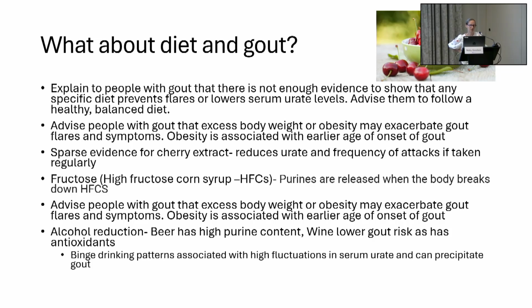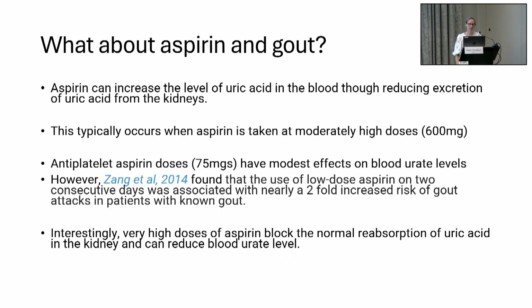And then alcohol reduction. So we advise patients to reduce their alcohol intake. Beer particularly has a high purine content, and patterns of alcohol drinking are important to be mindful of. So with a binge drinking pattern, you'll get fluctuating urate levels and be more at risk of gout.